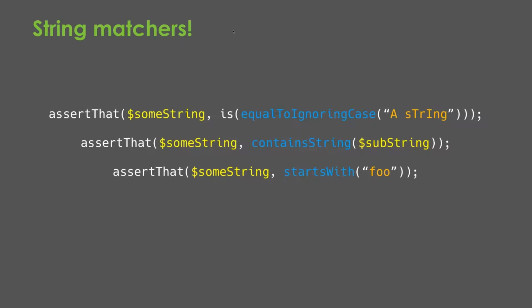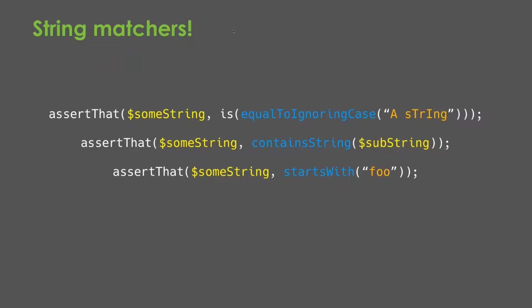So assert that some string is equal to ignoring case a string. There's also one which is something like equal to ignoring white space. I've written a custom matcher which is equal to ignoring line breaks, which is really useful if you've got some file which has been produced by someone on Windows and has got the CRLF line ending types, and you're comparing it to a file generated by code running on Mac or Linux, which has the LF line endings.